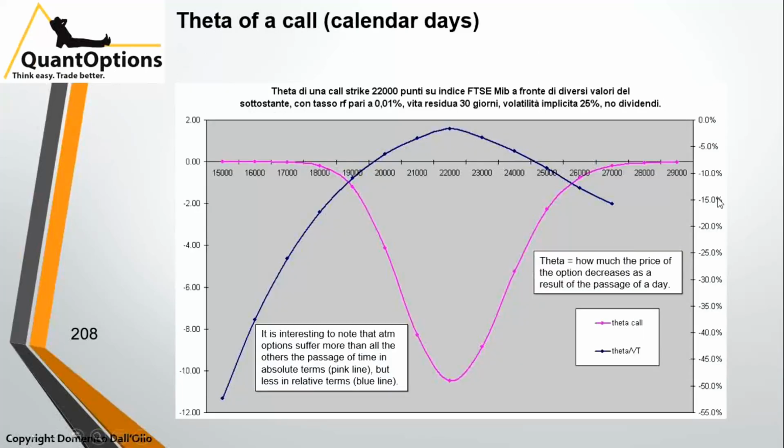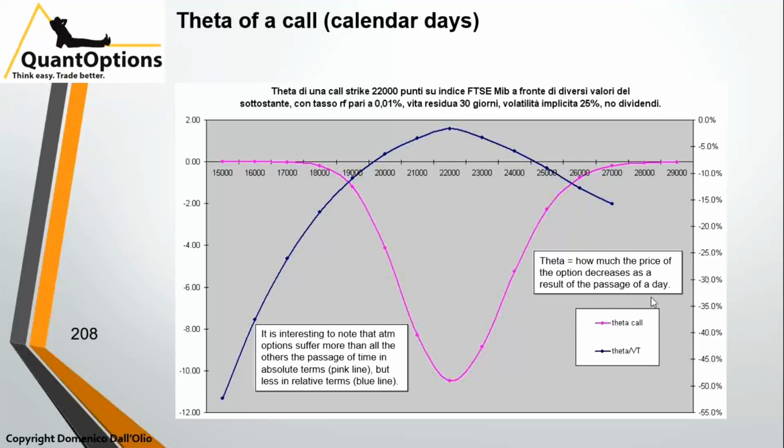Theta of a call in calendar days. This is the theta of a call with strike 22,000 points on the FTSE MIB index in front of different values of the underlying, given a risk-free interest rate of 0.01%, a residual life of 30 days, and implied volatility of 25%, no dividends. The two curves represent the same phenomenon from two different perspectives.